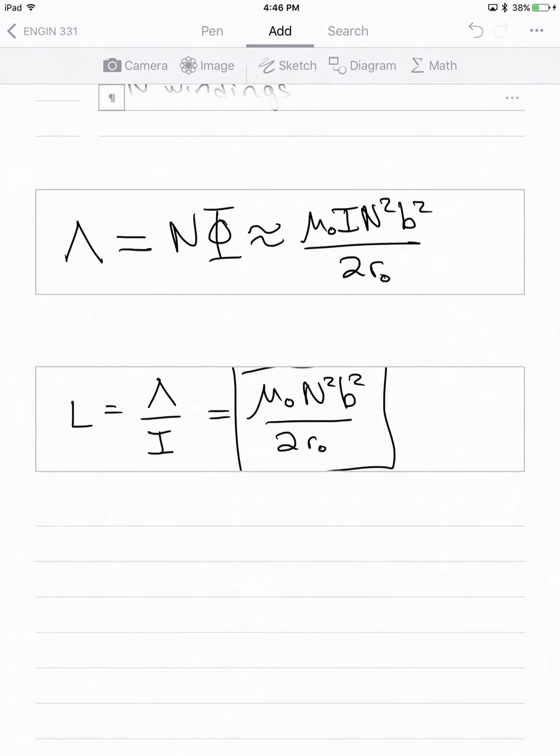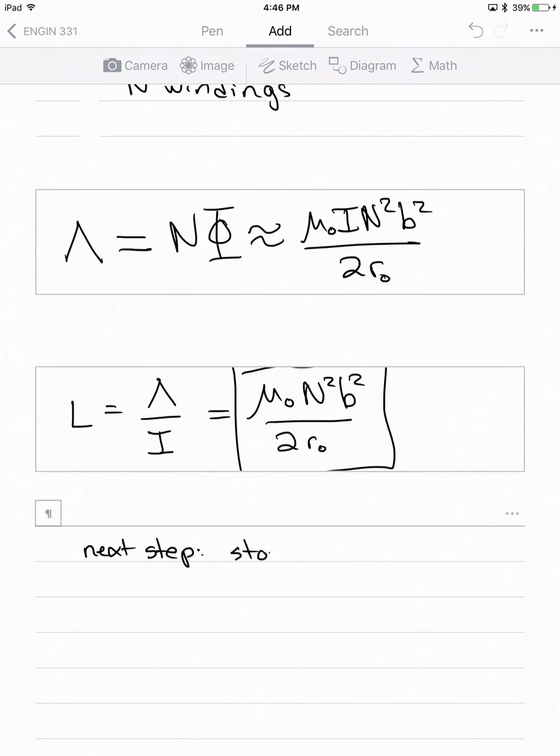So that was the end of the original problem, but I want to go one step further, and that is how much stored magnetic energy do we have here? There are two equations that we can use for this, and we're going to evaluate both of them and find that they are equal to each other, so that's great.